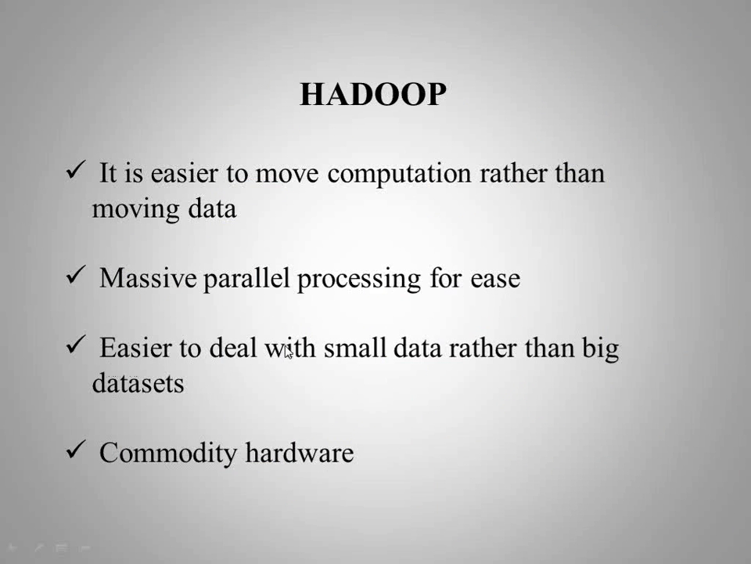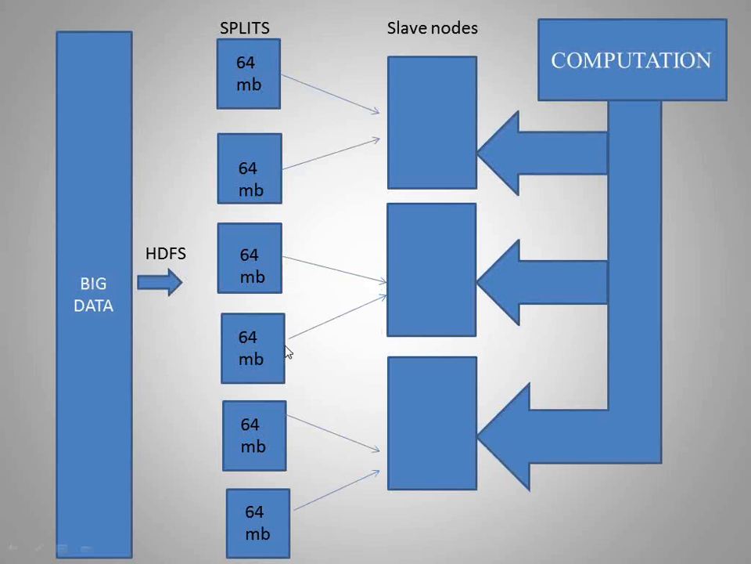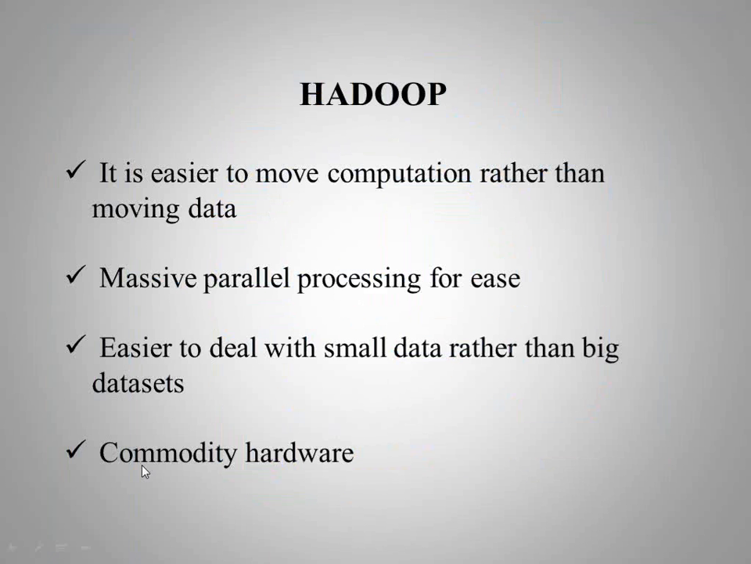It is easier to deal with small data pieces rather than dealing with big data sets. That's the main reason why we broke your data into 64 MB blocks and we are processing that. And above all, you could get all of this on commodity hardware, cheap hardware.